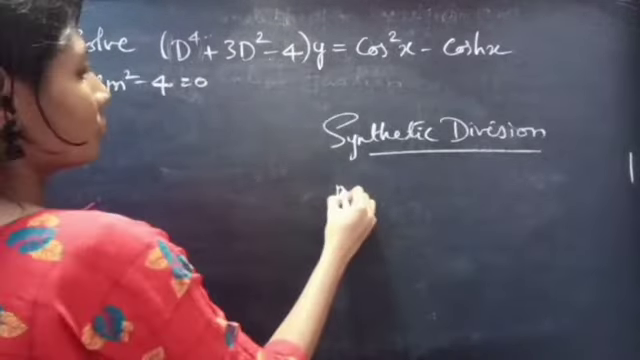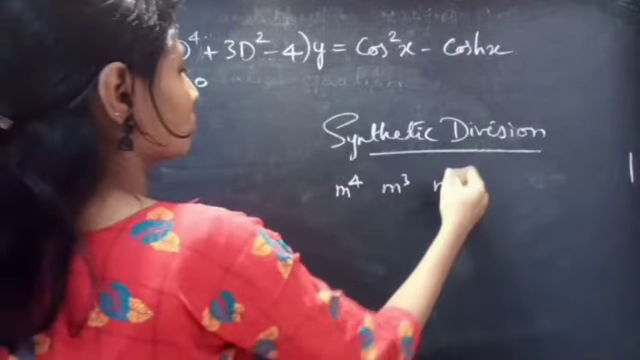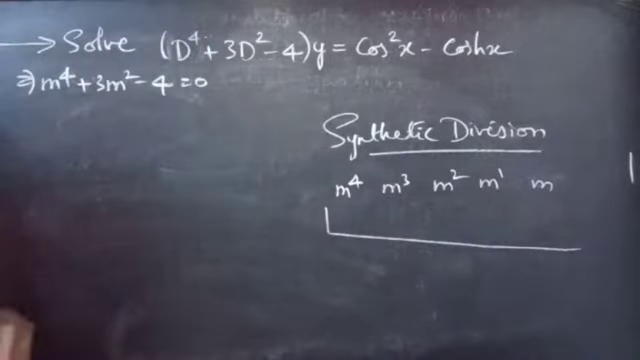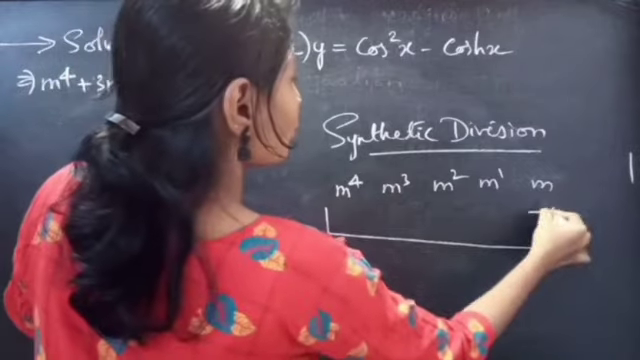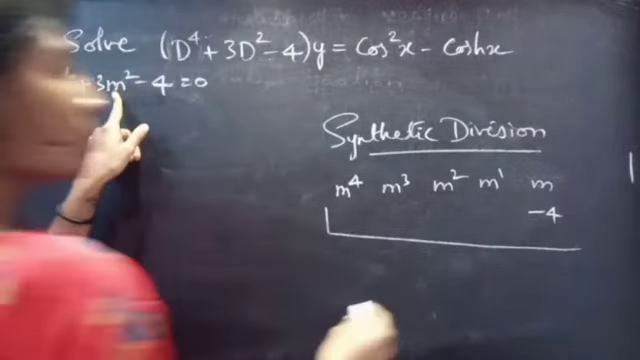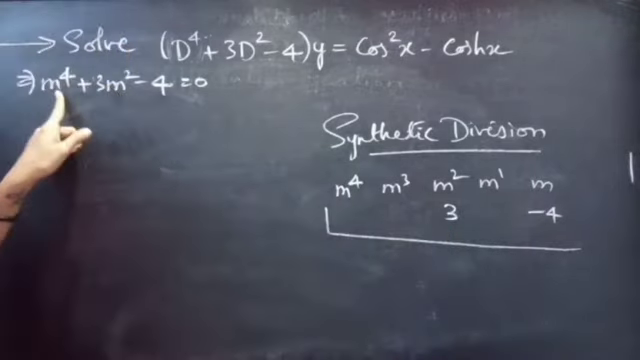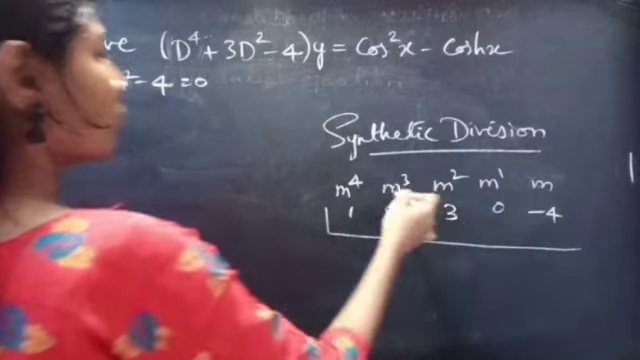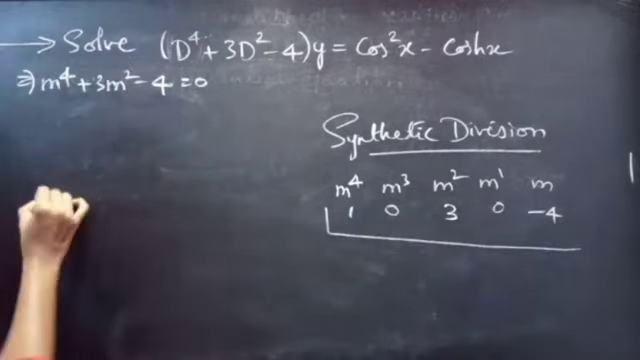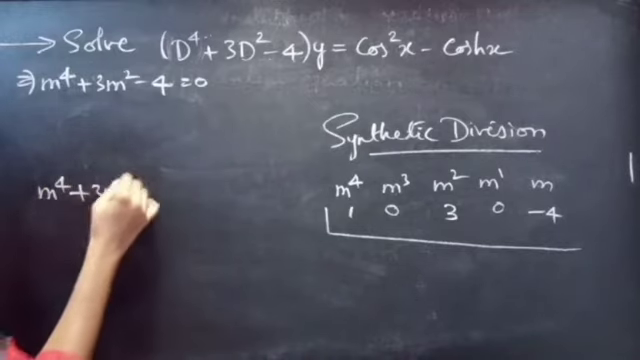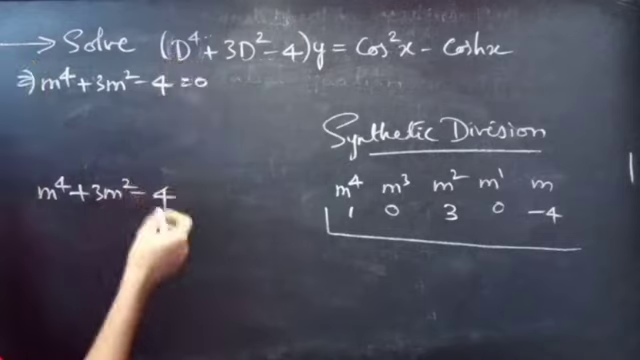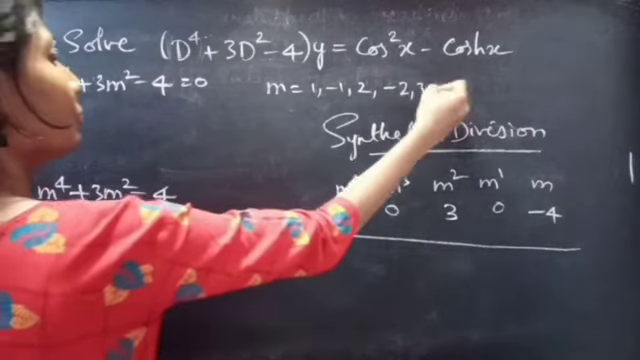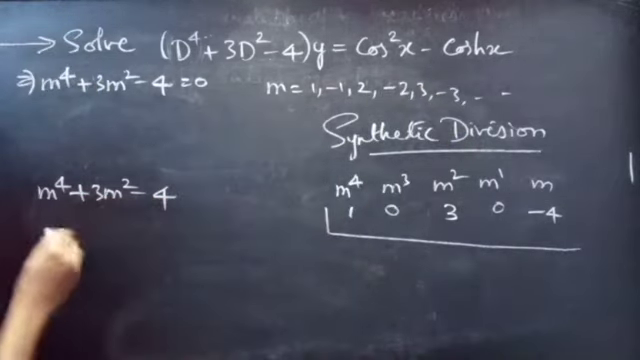Let's write the coefficients of m. The constant is -4, the coefficient of m^2 is 3, the coefficient of m^4 is 1, right? The coefficient of m^3 and m is 0. Now just take the polynomial and let's see which m satisfies the polynomial. Firstly, let's try for 1.